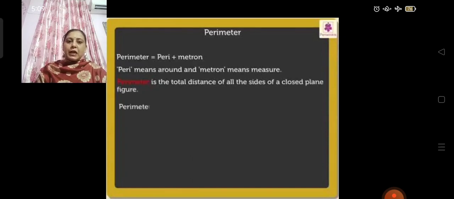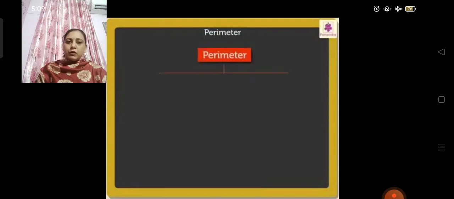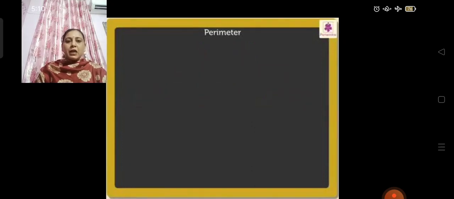So we can say that perimeter will equal the sum of the length of all the sides of a closed plane figure we have given. Here we will find the perimeter of three figures, one as triangle, other as rectangle and the third one as square. Now let's see how to find the perimeter of a triangle.